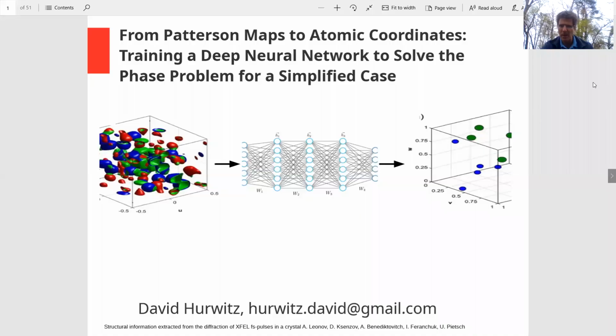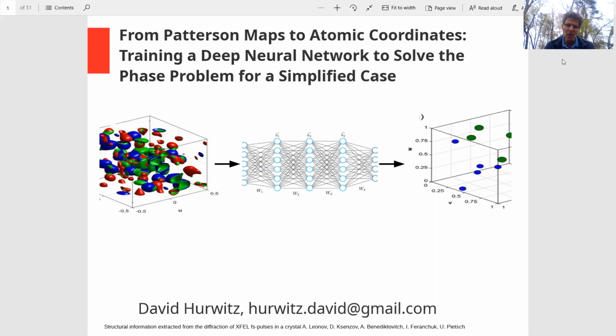I'm sharing my screen with my slide presentation. All right. So today I am going to talk about a home project that I did, which is to use neural networks to see if the neural network can learn from many training examples how to solve for atomic structures based on X-ray diffraction data.